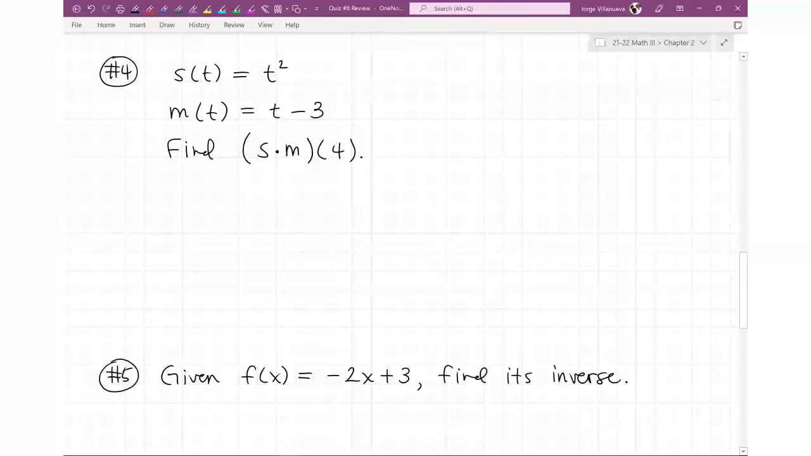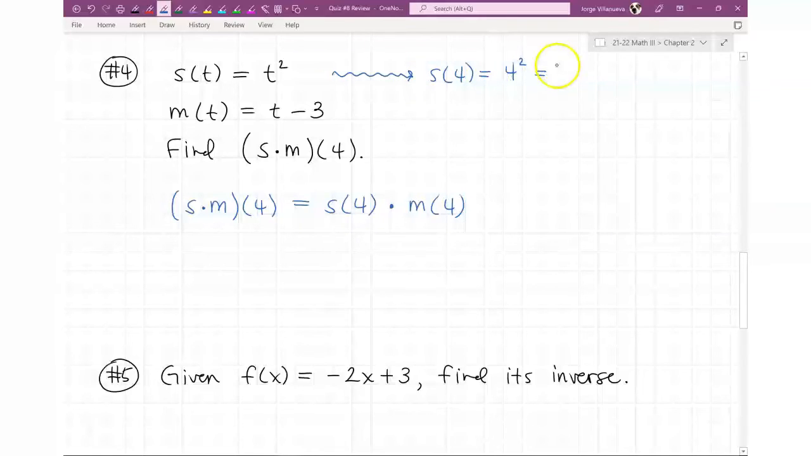So s of t is t squared, and m of t is t minus 3. So we're going to find s times m of 4. So instead of a variable, we're plugging in a number. So s times m of 4 is equal to s of 4 times m of 4. Okay, so I'm just plugging it into my equations, right? So s of 4, what do I get for s of 4? It's going to be 4 squared. What is that? 16. All right, so 16.